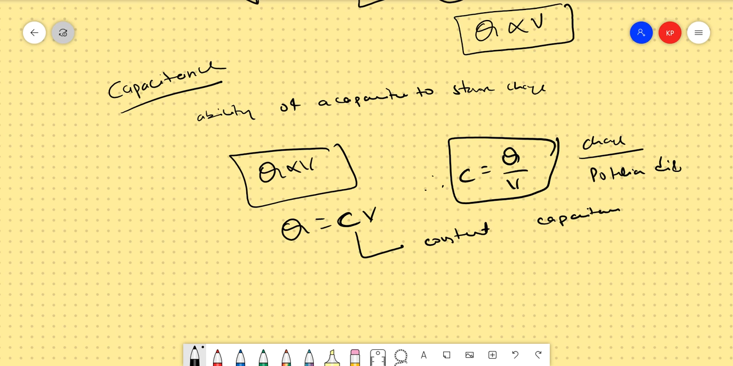Capacitance is also defined as the ratio of the charge on the capacitor to the potential difference between the plates. The unit of capacitance is farads.